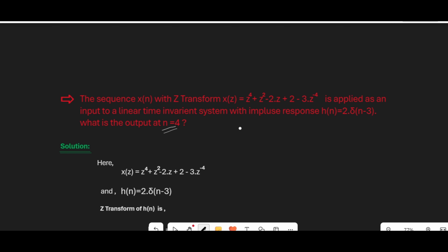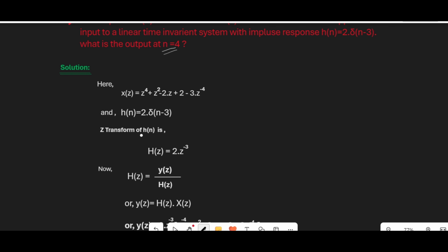That means if we take the z transform of h[n], H(z) equal to 2 into z to the power minus 3. We know that the z transform of delta of n is equal to 1, and here we will consider the time shifting property, and the shifting value is minus 3. That's why the final z transform is z to the power minus 3.